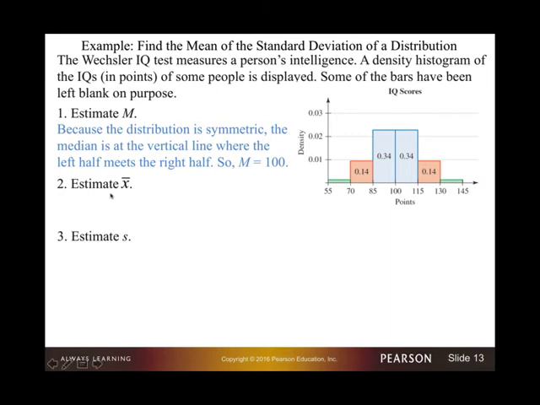And then second one, we want to find the sample mean. Again, this is a normal distribution, so the measure of the center will be in the middle here. And then the sample mean will be equal to 100 points also.